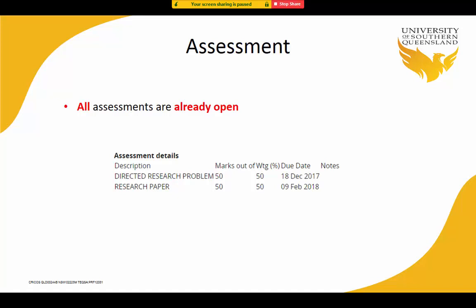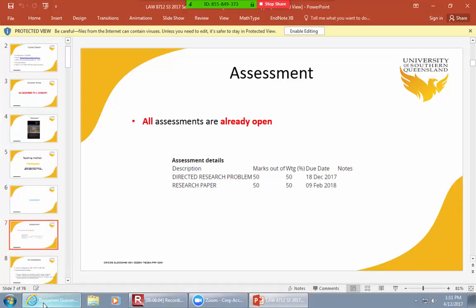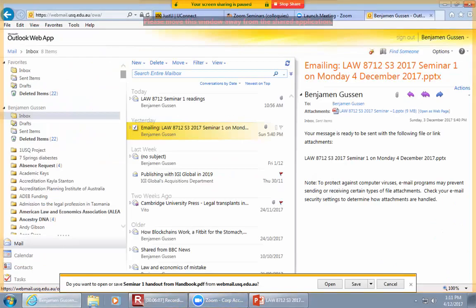And the same thing with the research paper. One of them is due on the 18th of December, and the other one is due next year on the 9th of February. As I said, these are just indicative due dates. You don't have to wait until the due date to submit. You can submit at any time. Okay? Everything is already open, and everything is already on the study desk. So let's have a look on the study desk to see what we actually have done there.